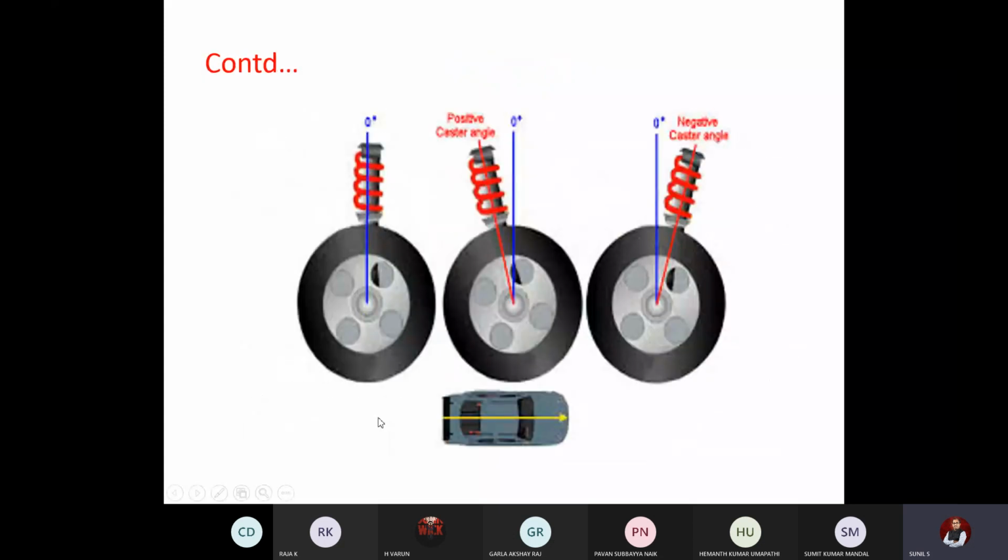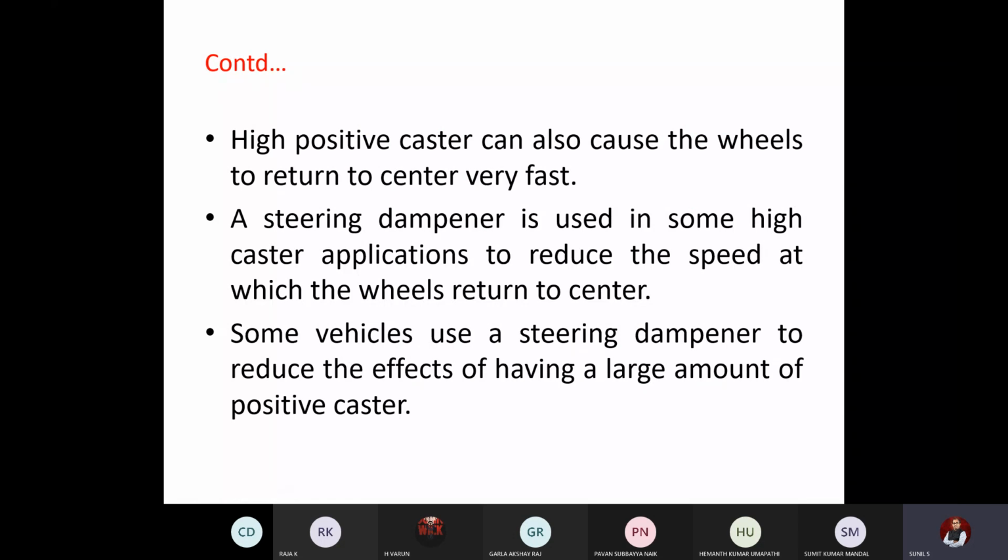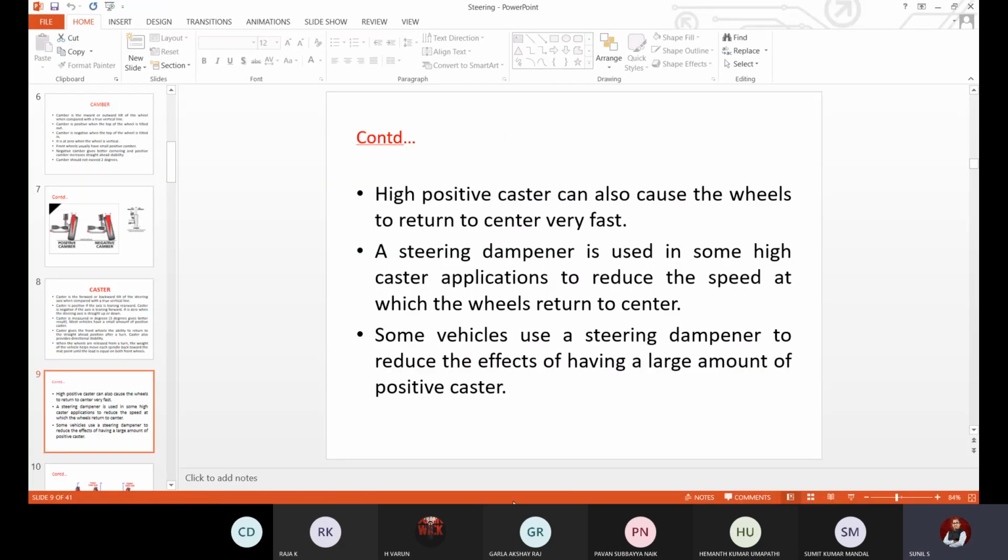See, if this is your car, if this is the vertical axis of your car, if you tilt the steering axis, this is the steering axis. If you tilt it backward, it is called positive caster. If you tilt it forward, it is called negative caster. If you tilt it towards the outside, it is called positive camber. If you tilt it inside, it is called negative camber. Okay, you can just make a note of it. In some cases, a damper will be used in order to reduce the effect of this caster.